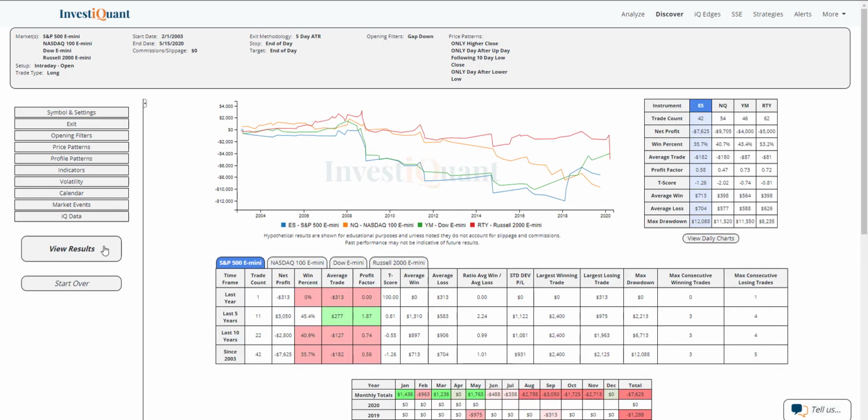And here are the results. So the ES 42 samples, NASDAQ 54, YM 46, Russell 62. And 3 out of 4 of these are pretty weak the next day. So ES 36% win rate, NASDAQ 41, YM 43, and Russell 53. So that one's a bit more neutral. But this pattern historically has been pretty weak when gapping down the next day.